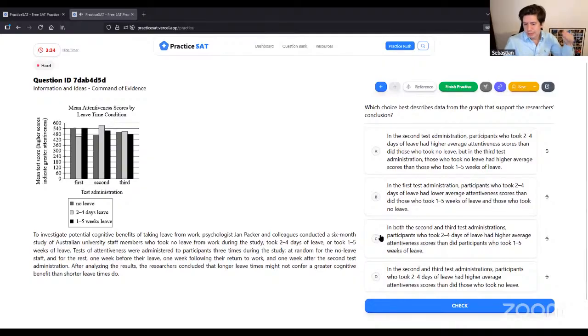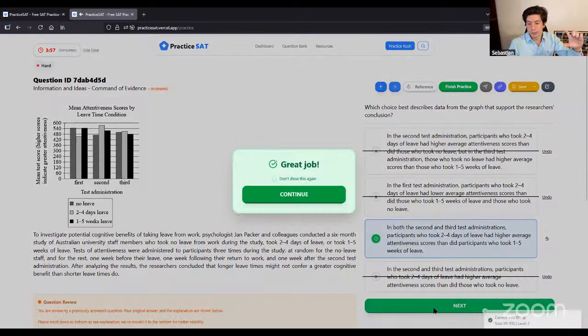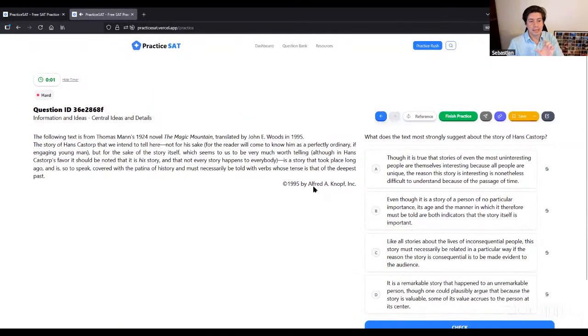Yeah, that would make sense. I think C would make sense. Let's see why A is wrong. Participants took... So that one doesn't work because it's talking about no leave in the third one. That one doesn't work because that's not proving it. And the second had a higher average. And that one doesn't work. Yeah, so it should be C. Exactly. You want to compare the conclusion to the data and make sure you're connecting it directly.